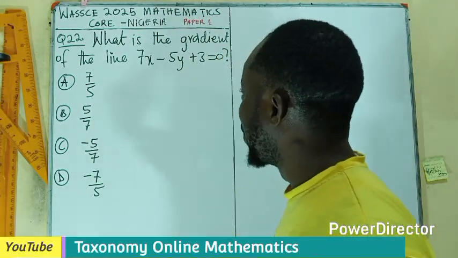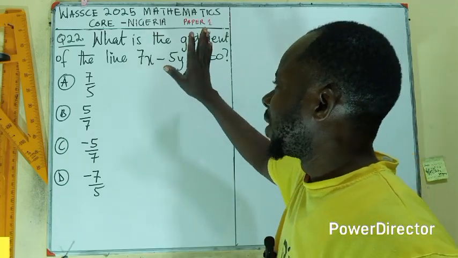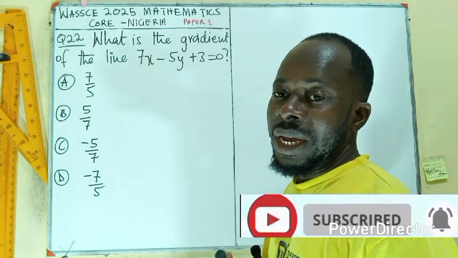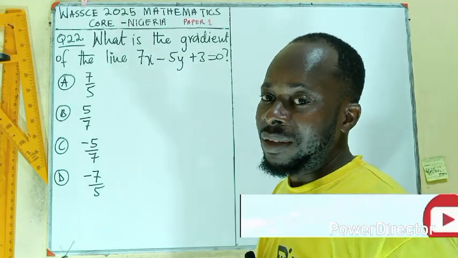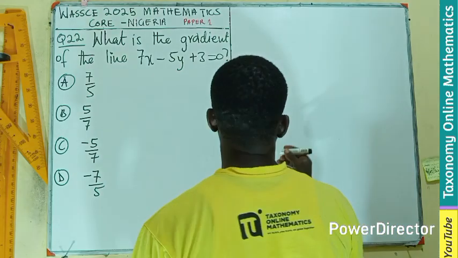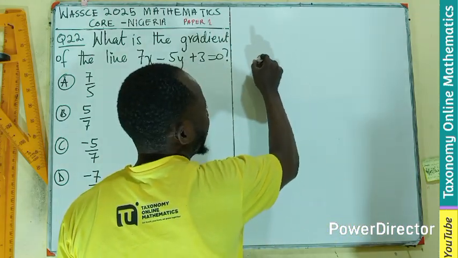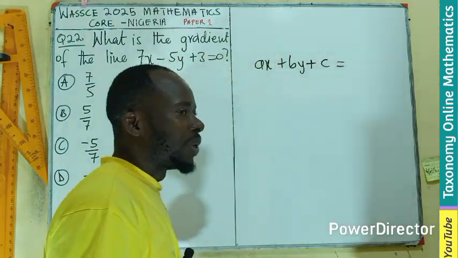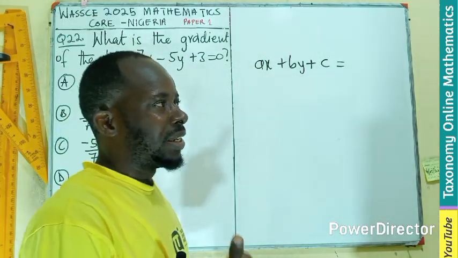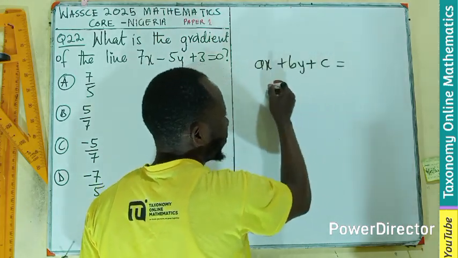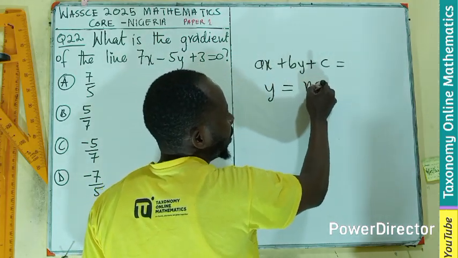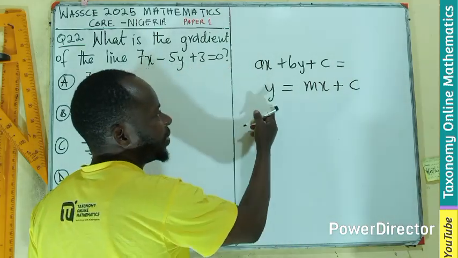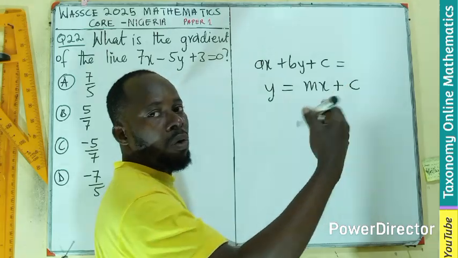So, what is the gradient of the line with the equation 7x minus 5y plus 3 equals 0? In order to identify what the gradient of a line is, we rewrite the equation in the form ax plus by plus c, which is the general equation of a line. To find the gradient, we rewrite this general equation in the form y equals mx plus c, where in this case a, b, c are all constants.